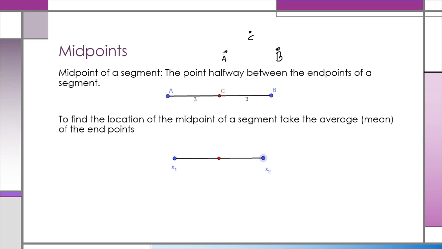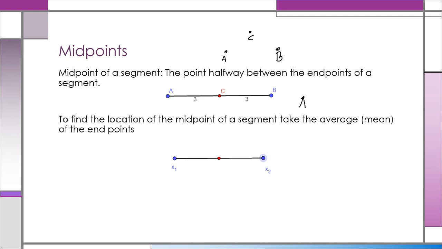So it has to be collinear with the other two endpoints, and it also has to be halfway between the two endpoints. Halfway means that this distance here, A to C, has to be equal to this distance here, C to B. So it can't be off center, it can't be out of the segment, and it has to be halfway between the ends.